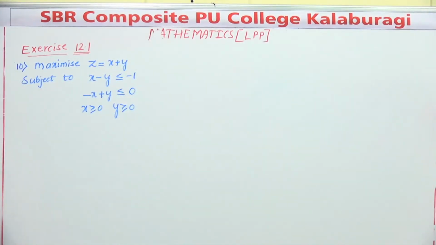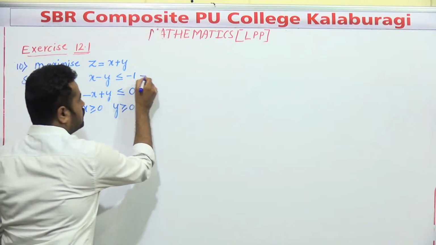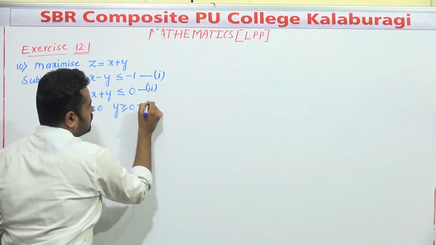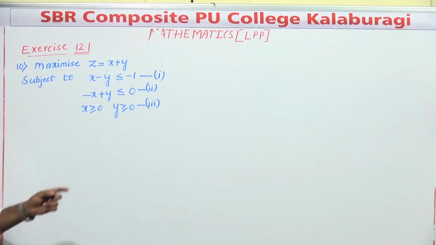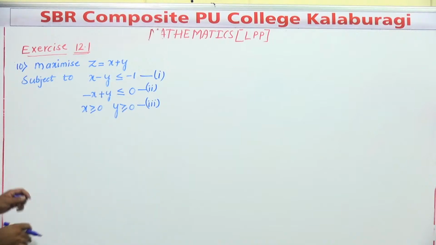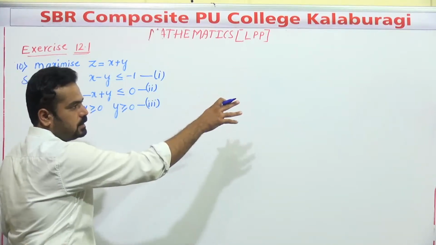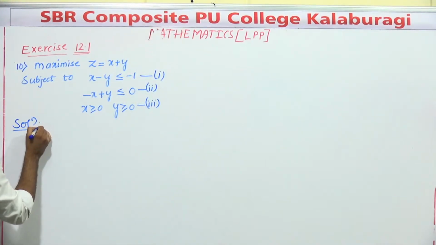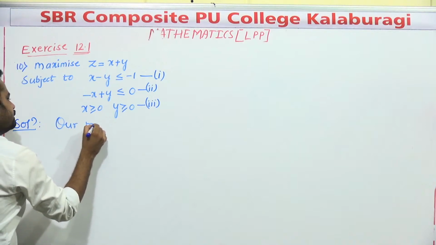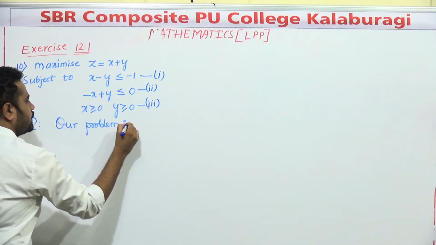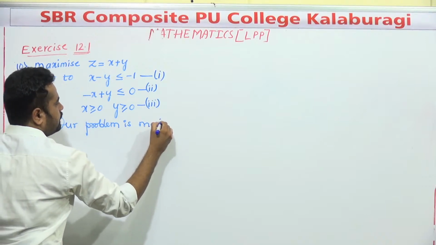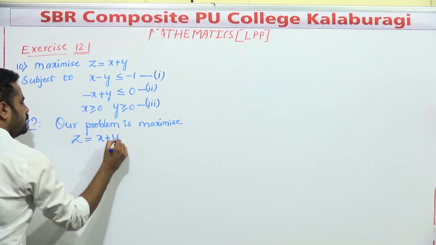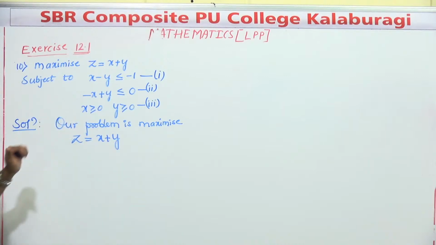This is our first constraint, this is our second constraint, and this is our third constraint. And the third constraint tells us the feasible region, if it exists, will be in the first quadrant. Solution. Our problem is to maximize z is equal to x plus y. To calculate the maximum value, we want the feasible region.